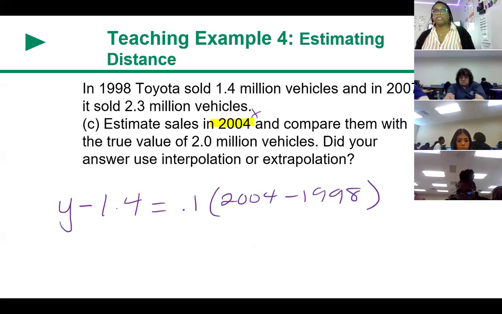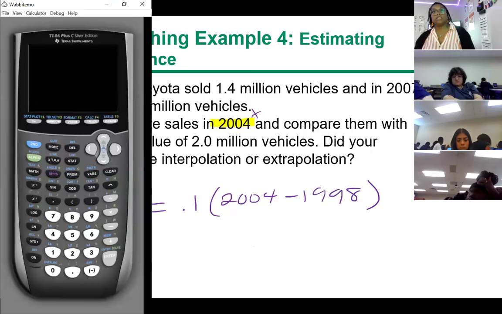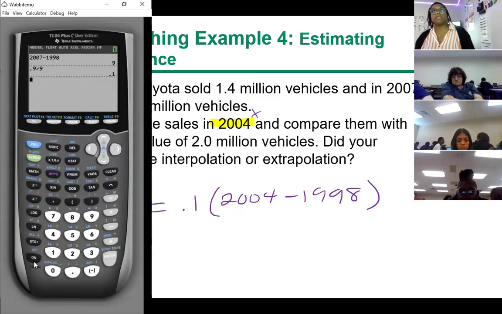So we're going to go through the process, and our whole goal here is to get what by itself? Y. Okay, so I'm going to pull up Sylvie. Here she is. And I'm going to evaluate the other side first, the right side first. So I have 0.1 times 2004.